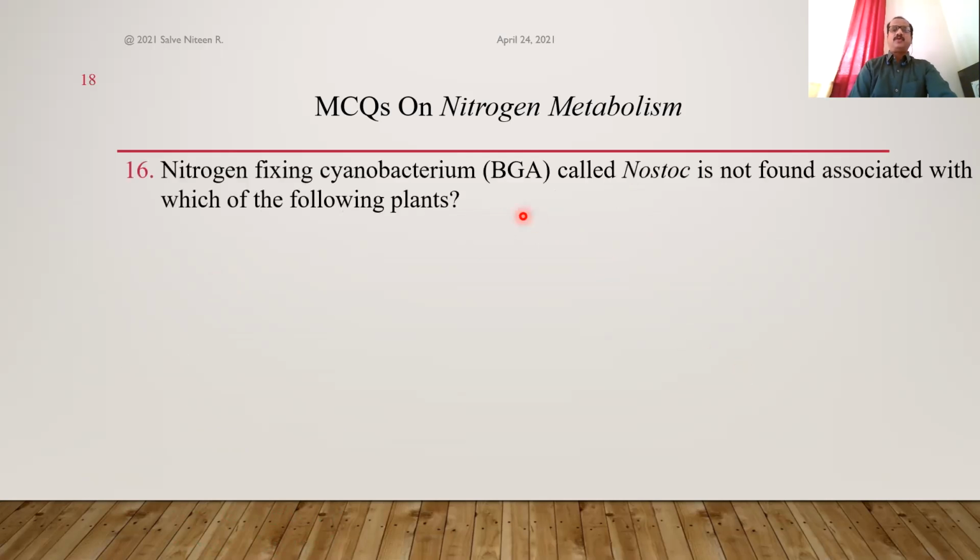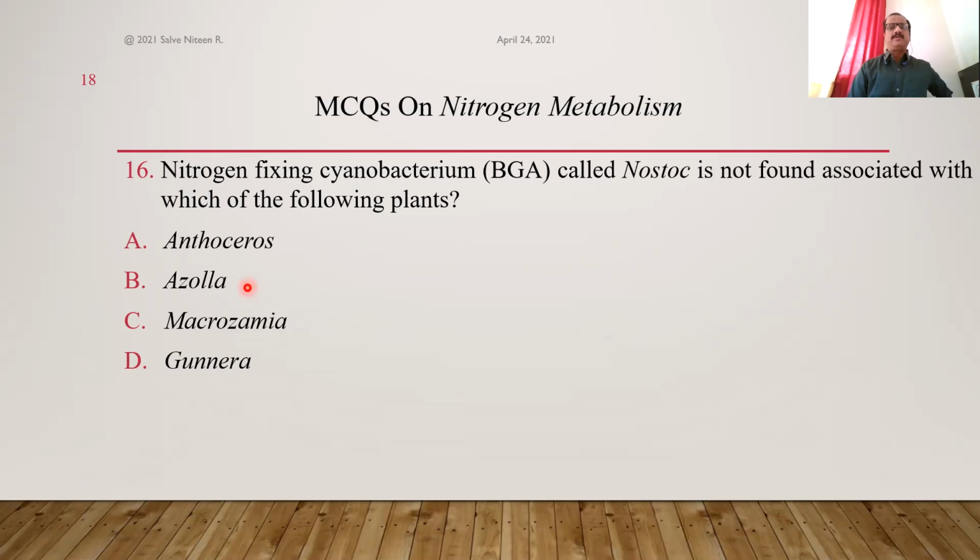The nitrogen fixing cyanobacterium Nostoc is not associated with which of the following plants? That is the question. So you know, Nostoc is associated with Anthoceros, a bryophyte. It is associated with Macrozamia or cycads, gymnosperms. Nostoc is also found in the Gunnera plant, a member of angiosperms, but it is not found in Azolla. In Azolla, which is a member of Pteridophyta, a water fern, there is another blue-green alga called Anabaena. So B here is the answer.